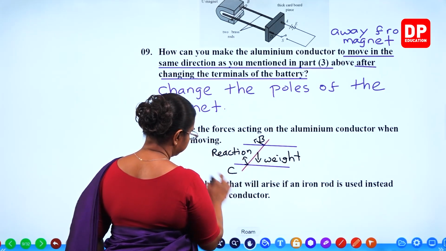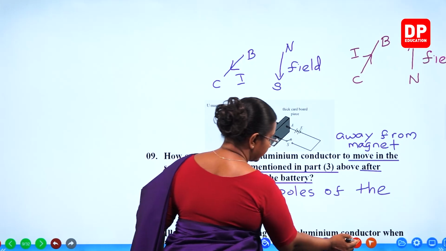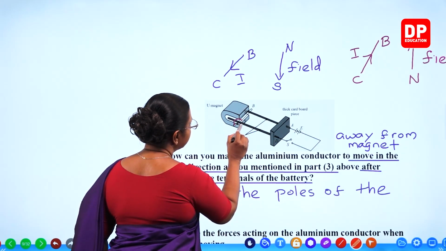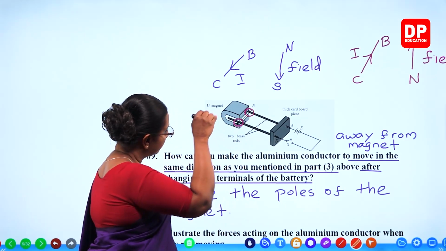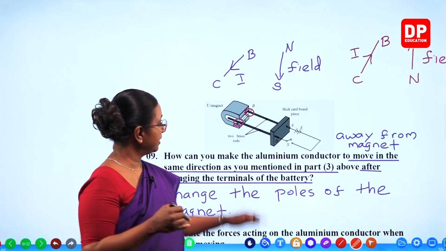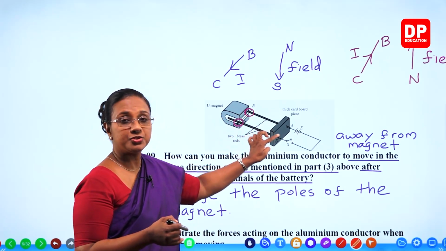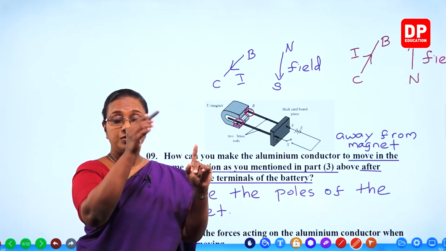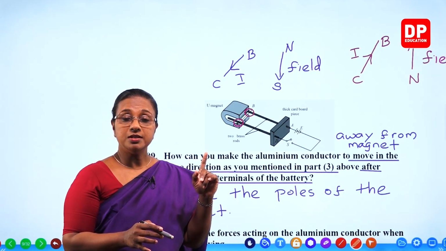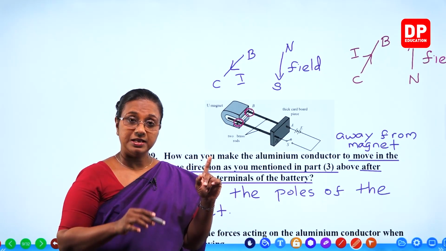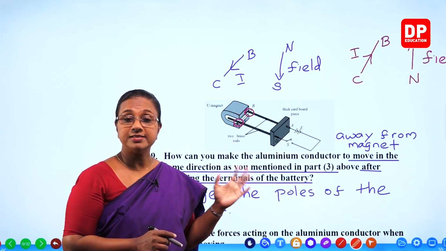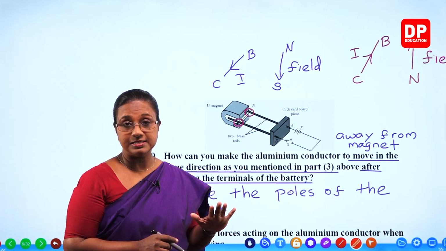Now here, you can see these 2 points, here and here. Where the rod is, the BC conductor is resting on the 2 brass rods. The brass rods will give a reaction. So the weight of the BC rod, that is the aluminium conductor, will be down and the reaction will be upwards. So that is how the equilibrium will exist.